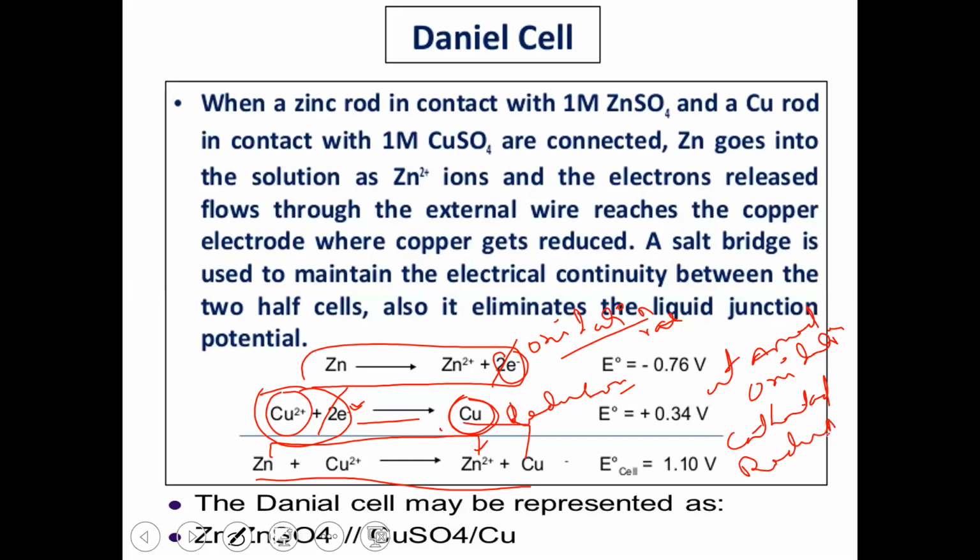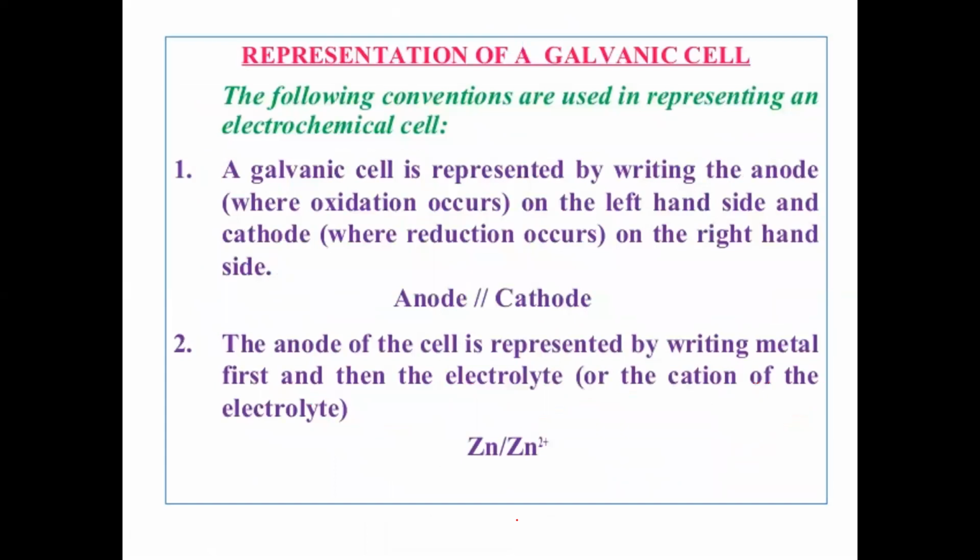Remember this. Now here is the Daniell cell representation. We can represent the Daniell cell, or write the Daniell cell, as follows. This is about the Daniell cell. Then how can you represent a Daniell cell? There are some particular rules, and based on those rules we can conveniently represent any electrochemical cell. So let's see what the rules are.